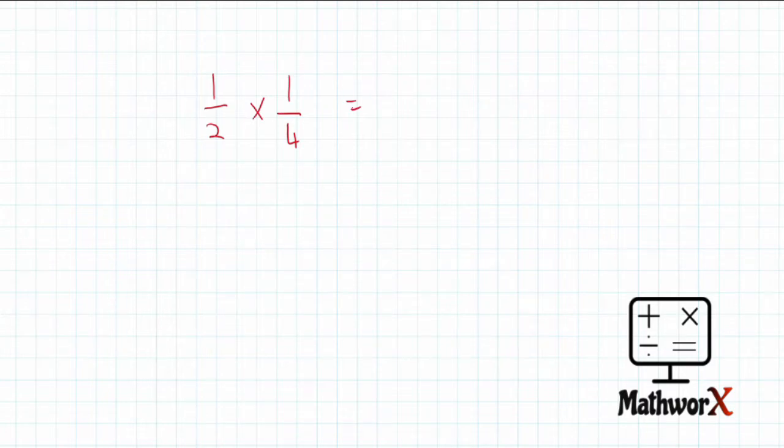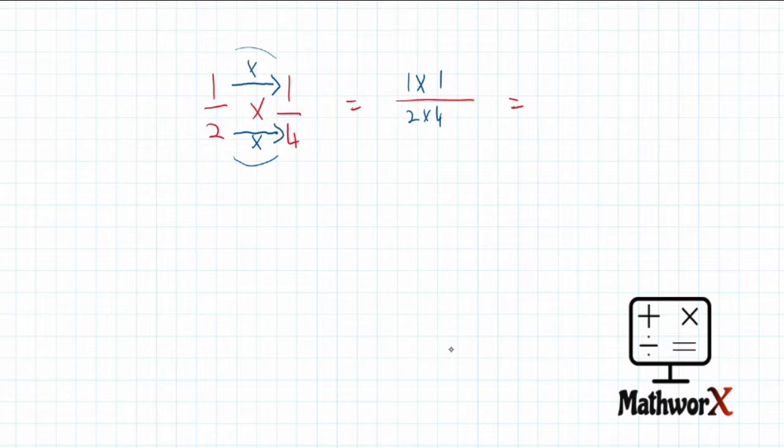It's like reading a book from left to right. I'm going to start from the left, draw an arrow to the right hand side on the numerator and on the denominator. And here it's 1 times 1. We put a times between the top and the bottom. 1 times 1 all over 2 times 4, and that's equal to 1 times 1 is 1 all over 2 times 4 is 8. So a half times a quarter is equal to 1 over 8.